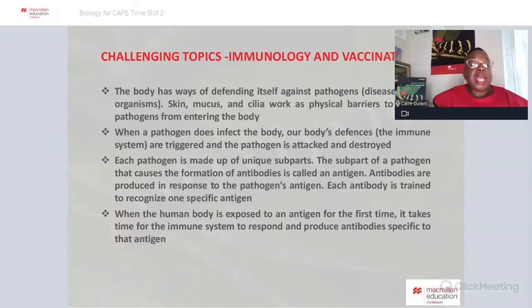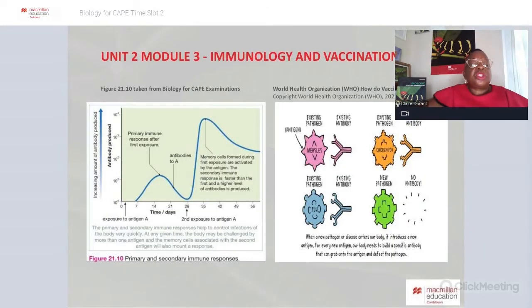So when the human body is exposed to an antigen for the first time, it takes time for the immune system to respond and produce antibodies specific to that antigen. And we look at that here now. The diagram on the left is taken from Biology for CAPE Examinations, the textbook, where we can see if we expose our bodies to an antigen at day zero or day one, there is a little lag before we get a primary immune response after the first exposure.